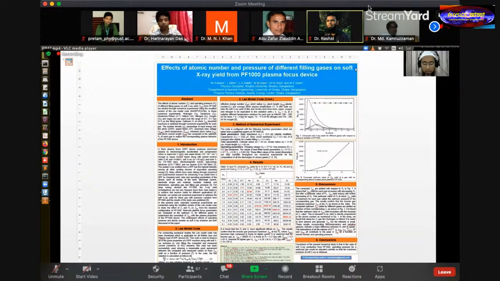We see that the soft X-ray yield increases with increasing atomic number, as shown by figure 2, because soft X-ray is directly proportional to atomic number, denoted by equation 1. The conclusion of the present numerical study is that in the case of soft X-ray production from PF1000, the operating pressure for a particular gas should be adjusted carefully so that the maximum emission of soft X-ray is obtained.